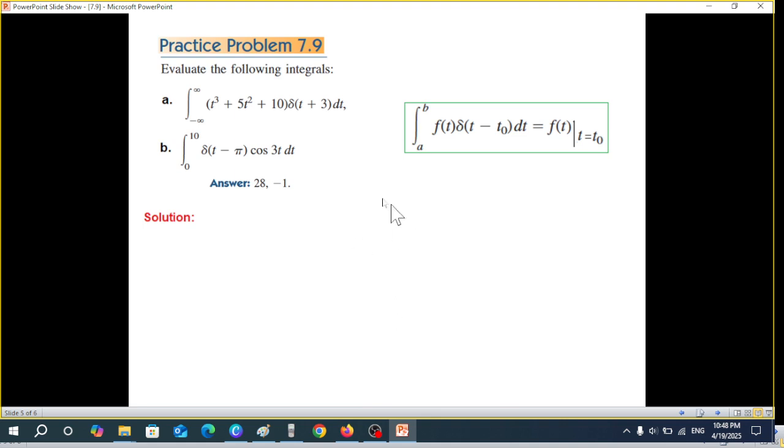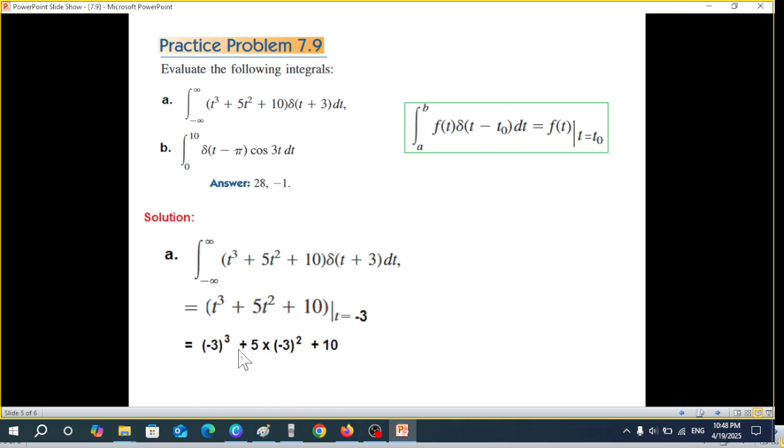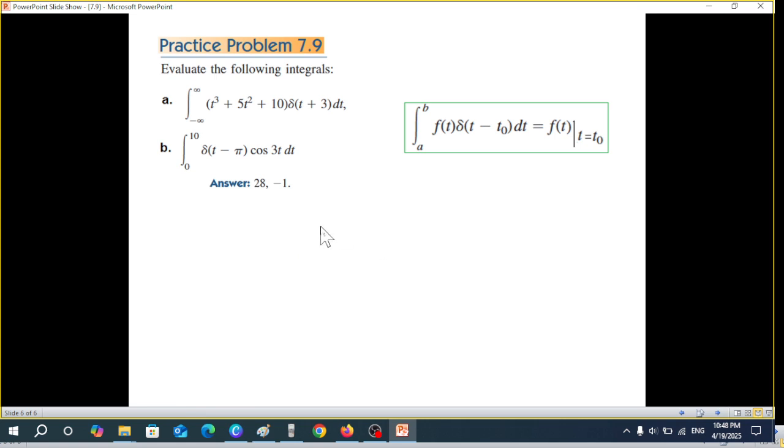Now we go to the practice problem. This also has two parts. We'll follow exactly the same technique. The answer is given. In the first part, delta is shifted by t equal to -3, as you can see from here. So we put the condition. This is the function, and the condition is that t is equal to -3. Putting the value and solving, we get the answer to be 28 in the first case.